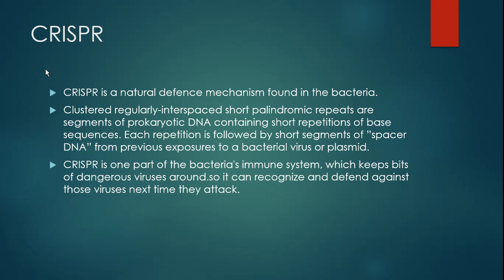CRISPR is one part of the bacteria's immune system which keeps track of dangerous viruses, so it can recognize and defend against those viruses the next time they attack. In simple words, we can say that CRISPR is a genetic engineering technique in which DNA can be inserted, replaced, or removed from a genome using artificially engineered nucleases or molecular scissors.